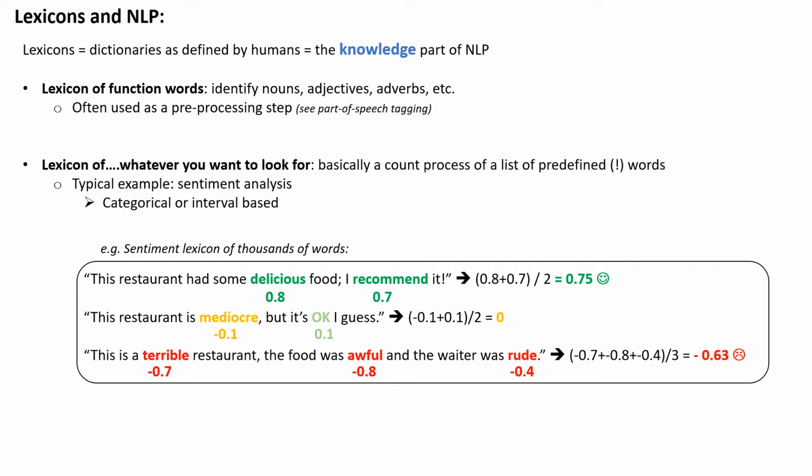Then the third sentence, this is a terrible restaurant, the food was awful and the waiter was rude. Again, the computer scans our sentence and matches the words of the sentence with our lexicon, and it detects 3 negative words, terrible, awful, and rude, with a mean average sentiment score of minus 0.6, which is a negative sentence. And this is basically how a lot of sentiment analysis works. It just counts the words, and you have to provide a list of words to the computer to check for with their corresponding label, or in this case, their corresponding score.